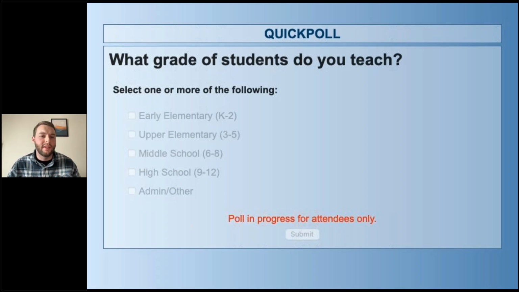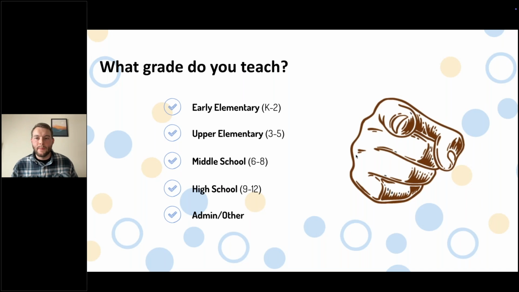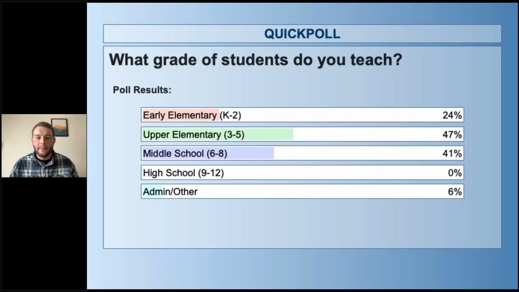Heather, how are we looking? It looks like we have 24% early elementary, 47% upper elementary, 41% middle school, no high school this time, and 6% is admin or other.